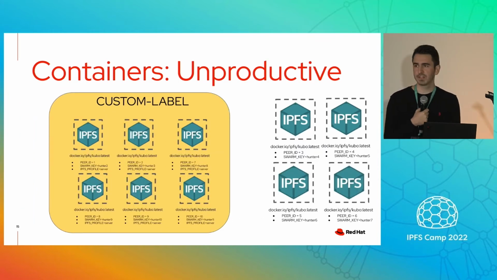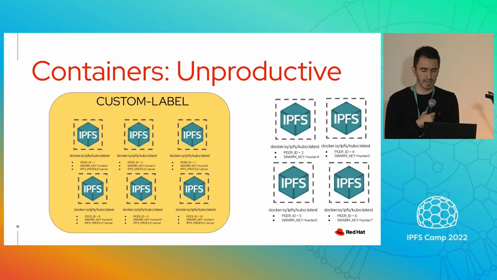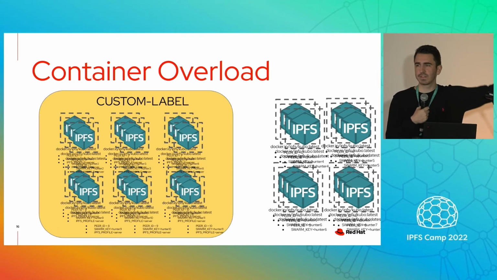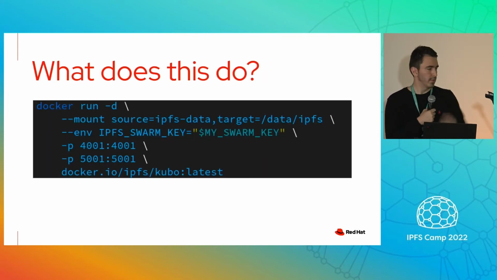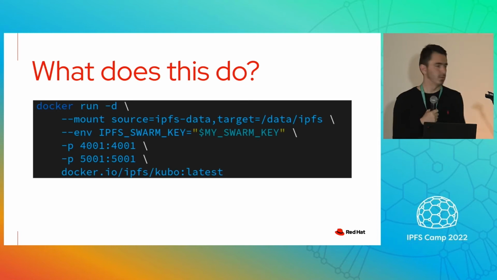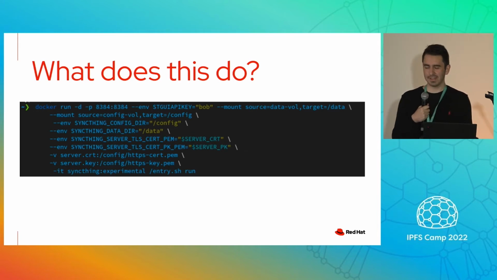So they start to become unproductive as you get more and more containers. At this point, this is just crazy. And then this is ridiculous. This is container overload. We don't want this. This is bad. So here's a quiz. Can anyone tell me what this does? No? Can anyone tell me what this does? I'm not seeing any hands.